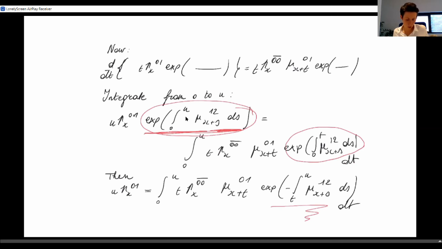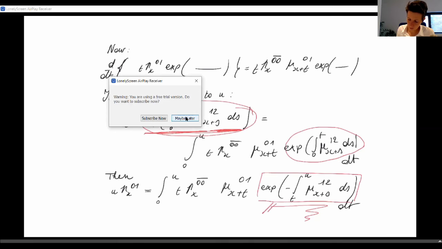So if you look at this expression, this guy, then this must ring a bell. And what we have here is in fact the probability that an x plus t-year-old will stay in state 1 over an interval of length u minus t.